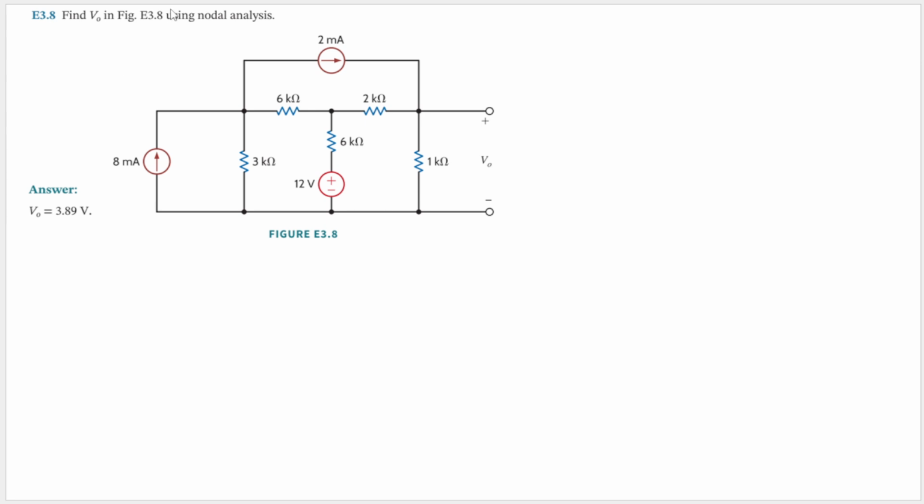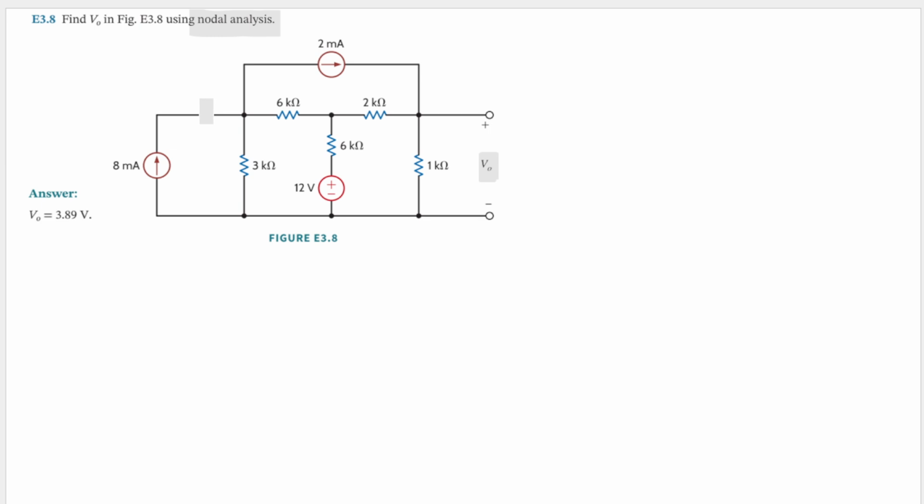So the question is find V0 in this figure here using nodal analysis. So we have this circuit here and we are asked to find out V0. And also we are asked to use nodal analysis. Okay, so we need to use KCL at the essential nodes.